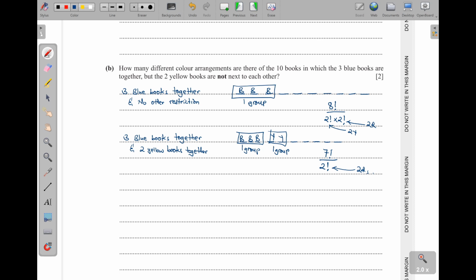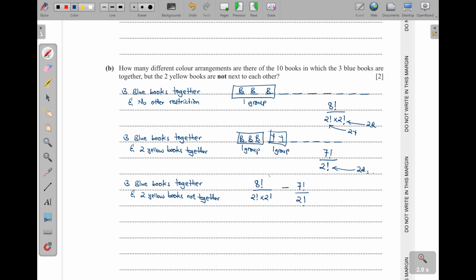So that means where we are having the 3 blue books together and the yellow books are not together, we shall do a subtraction. And 2 yellow books, I can say not together. So we shall have this one that we got here, the 8 factorial over the 2 factorial. So this whole thing here, then we shall say minus, then the 7 factorial over 2 factorial.